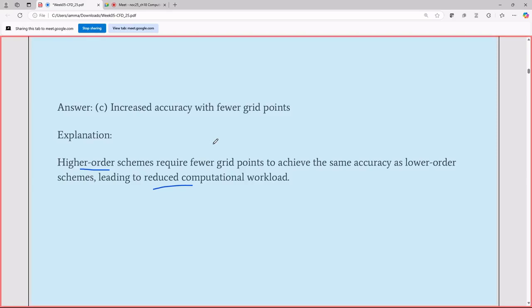Lower order schemes, if we are comparing a second order with a linear or first order scheme, then the first order scheme will need more grid points to get more accuracy, while higher order schemes can achieve better accuracy with fewer grid points.